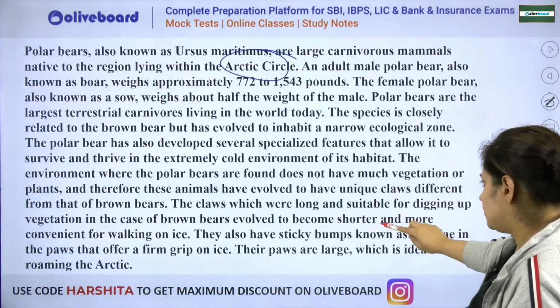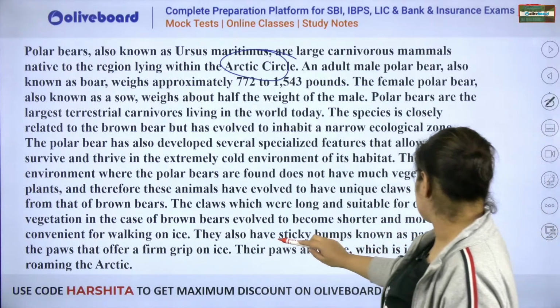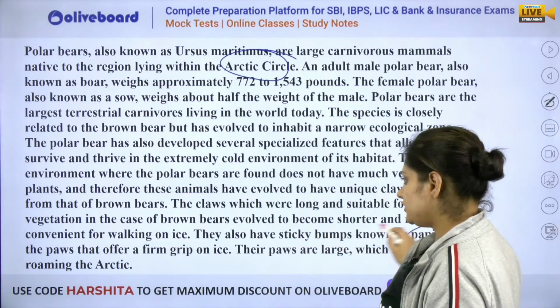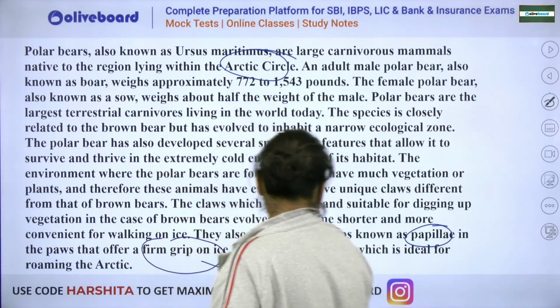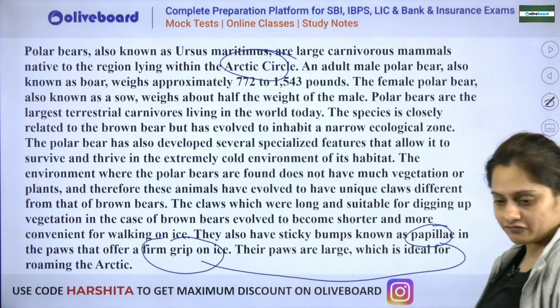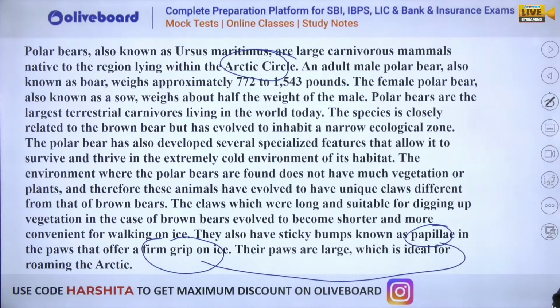They also have sticky bumps here, as in the paws, that are for a firm grip. So the function or the role of this feature, papillae, is the firm grip on ice. They are large, they help maintain the firm grip on ice. But in your option, what was given? Protects from overheating, which is wrong pairing.